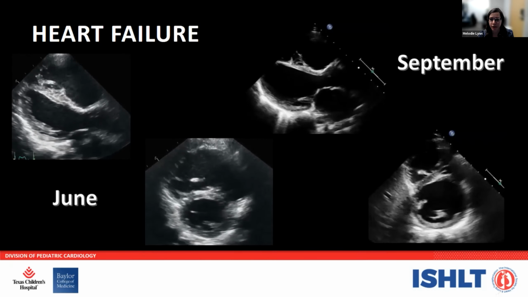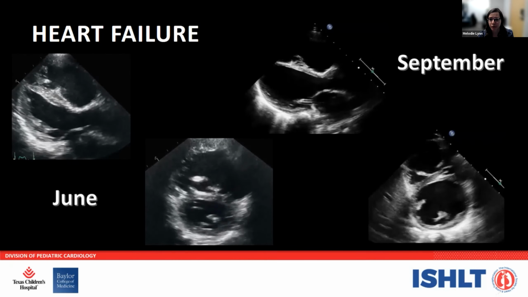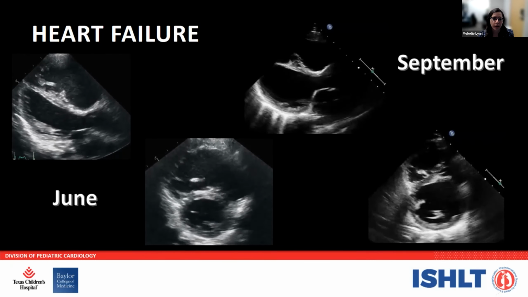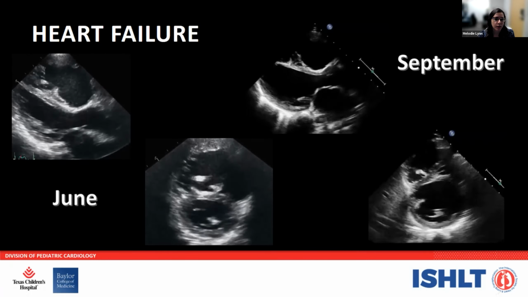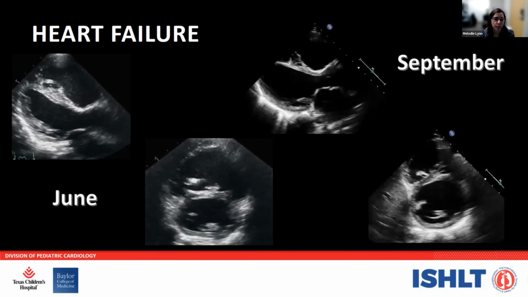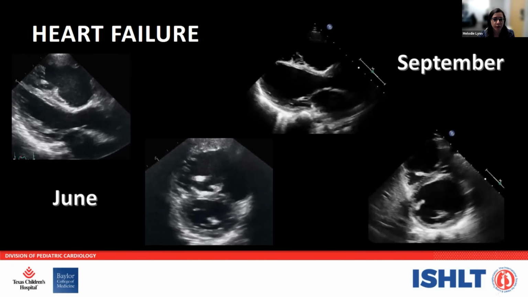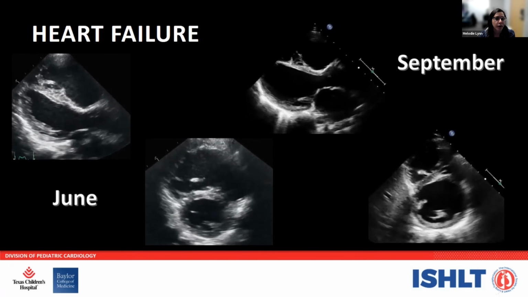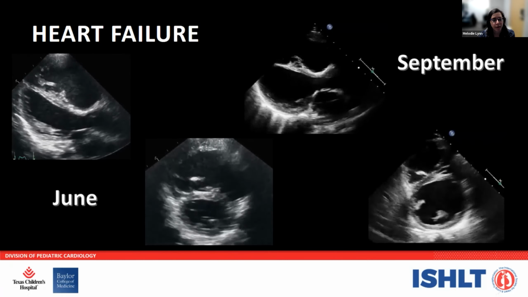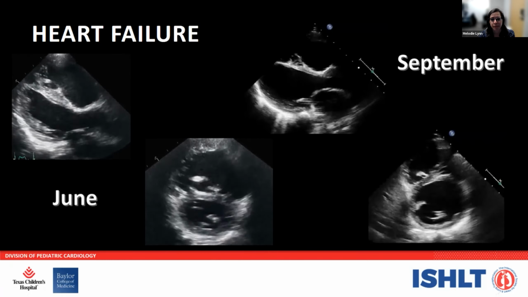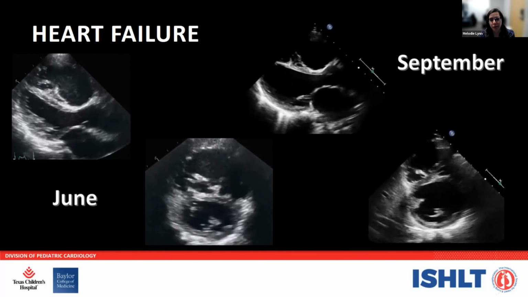As you can see, there's a drastic contrast in her ventricular function over the 3 month period. In June, her right ventricle, as you can see here, was severely dilated with moderately to severely depressed function, which had been her baseline. Her LV had normal size and mildly depressed function with an EF calculated at 50%. This contrasts to the September echo.